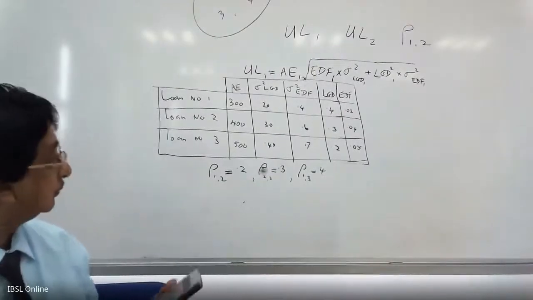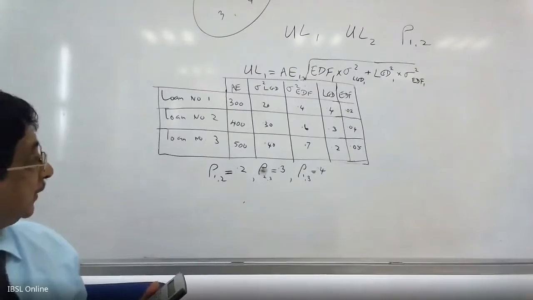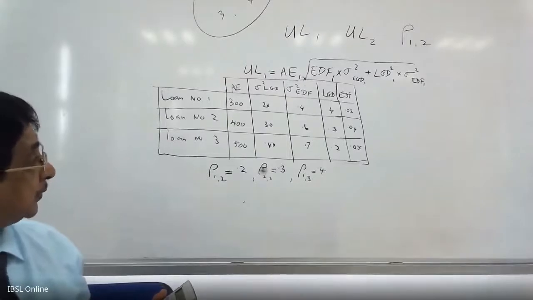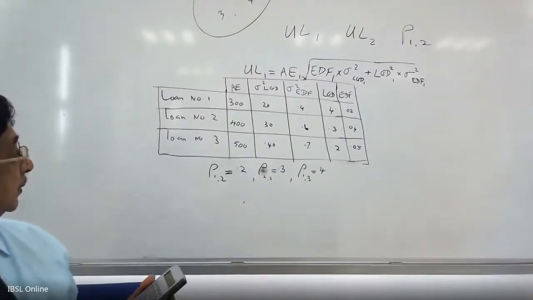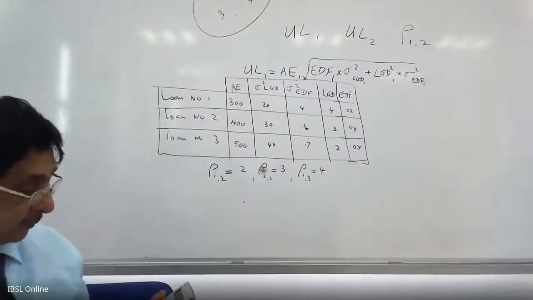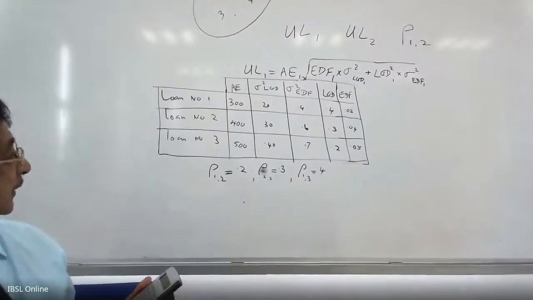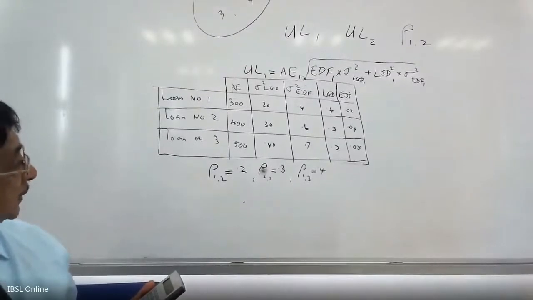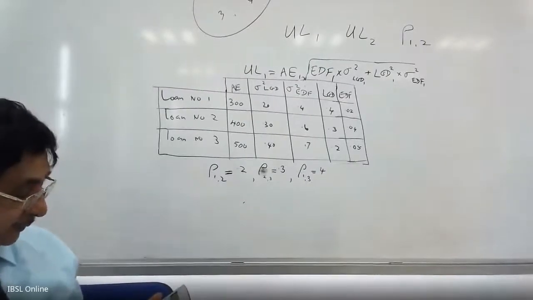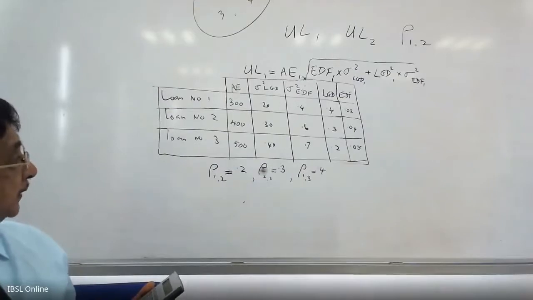Now, first of all, you have to get EDF 1, that is 0.02, into sigma squared LGD 1, that is 0.2 as per the chart, plus LGD 1 squared, where LGD is 0.4, so 0.4 squared, into sigma squared EDF, that is 0.4.